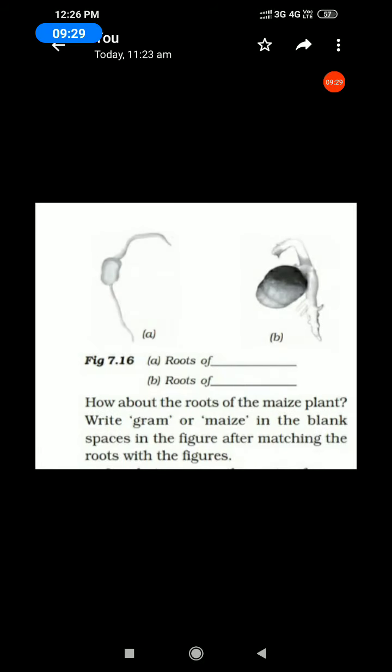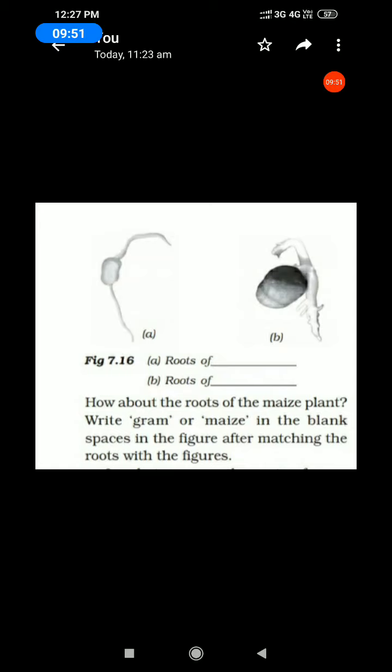Listen, how about B picture? Are those in picture A like figure 7.16? B picture, how about the roots of the maize plant? Write gram or maize in the blank space. All of you write the answers.